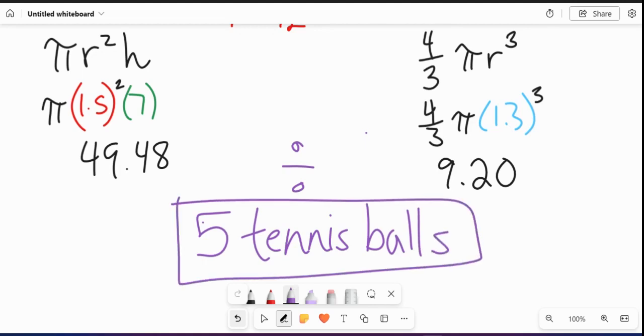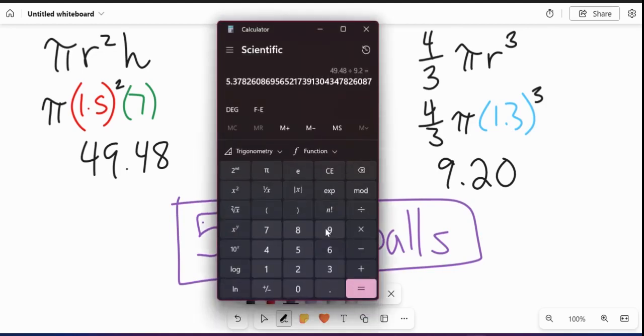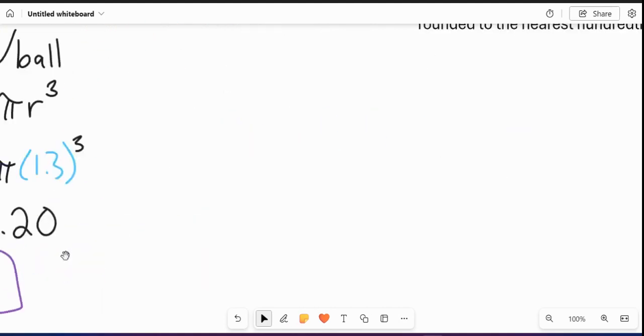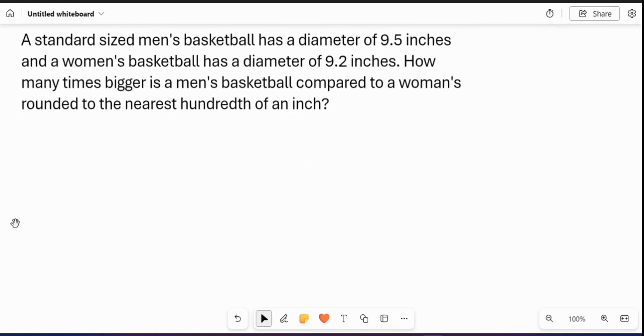So again, answer the question using your common sense in relation to the problem. You're not going to have 5.37 tennis balls. So answer the question. How many tennis balls fit in the case? 5 tennis balls do. All right. Let's take a look at another scenario.